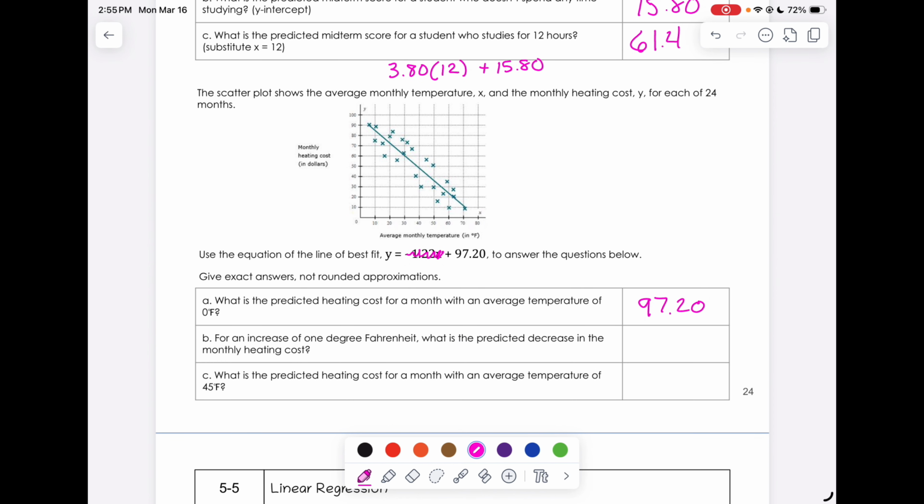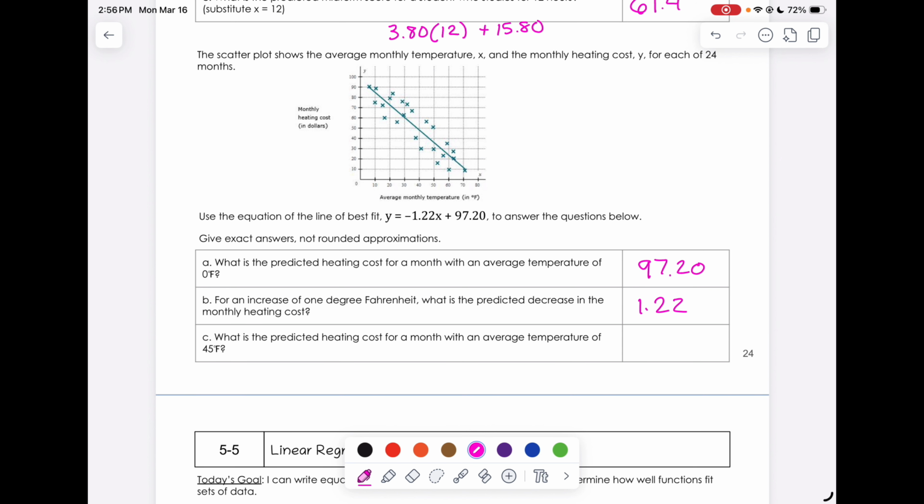Next up, for an increase of 1 degree Fahrenheit, what is the predicted decrease in monthly heating cost? That is our slope, okay? So therefore, it's going to just be 1.22. Since it already has the decrease, you don't have to put a negative.